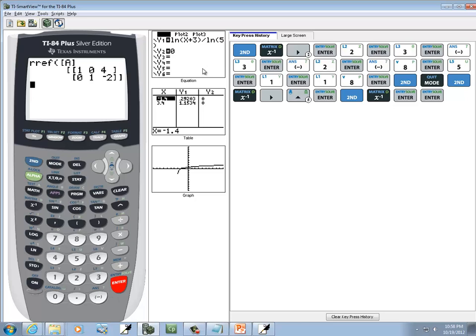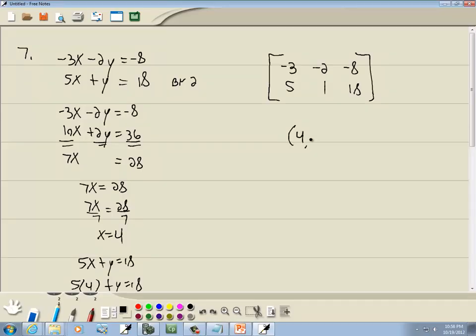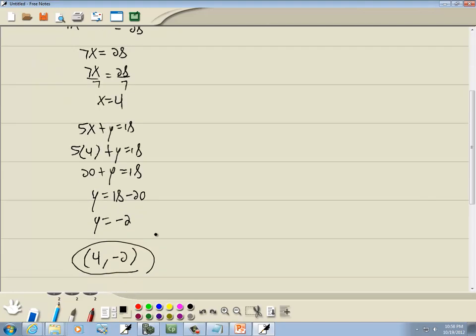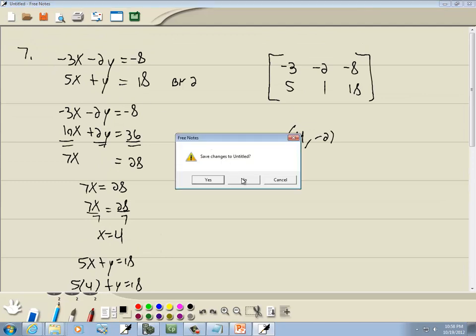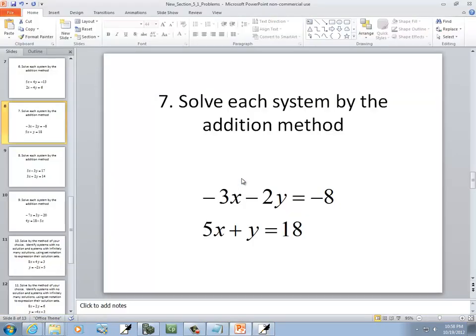And again, we should get a diagonal of 1s and 0s everywhere else in the first square, which we do. And our right column is our answers. So 4, negative 2. So this is x and this is y. And let me double check it against what I got. 4, negative 2. Let's look at our next problem.